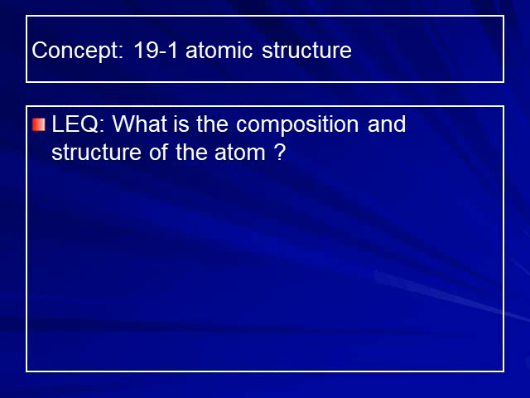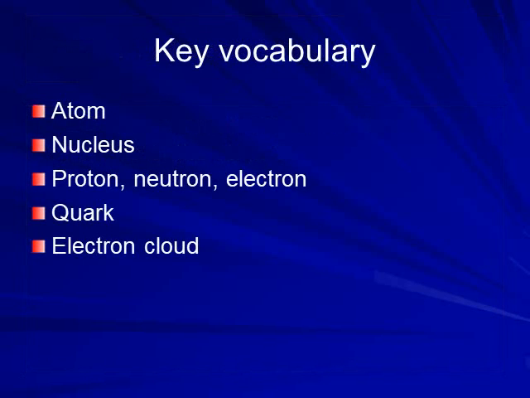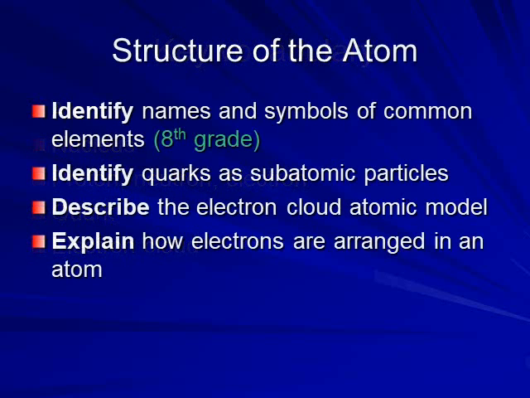So for section 1, here's the atomic structure concept. And the question here is, what is the composition and structure of the atom? Probably you can answer quite a bit of that already, but let's see what details we might be able to add to your conversation. Okay, key vocabulary. You don't need to write this down. This will all be in context when you get to it in the chapter and the sections. Atom, nucleus, proton, neutron, electron, quark, electron cloud. Most of this, except maybe for quark, should be somewhat familiar to you.